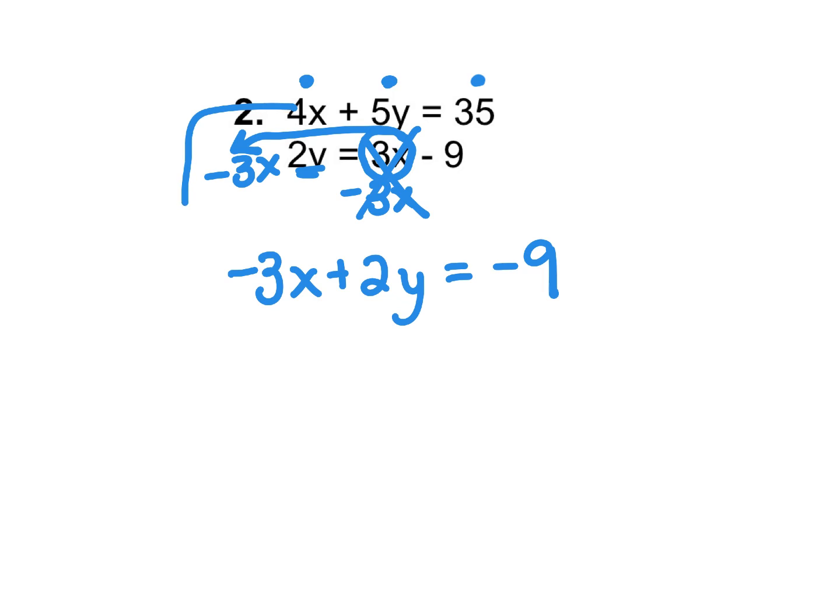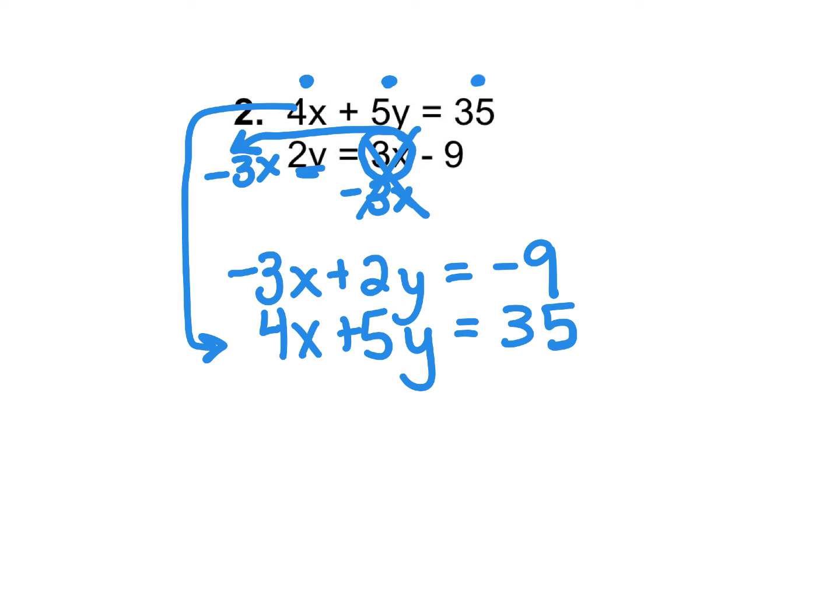And then I'll write this equation right underneath it. So now I have 4x plus 5y equals 35. Okay, so at least they're lined up in standard form right now, but there still isn't a match. In other words, the negative 3x and the 4x are not the same number, and the 2y and the 5y don't have the same number. That's called a coefficient, that number, and they don't match.